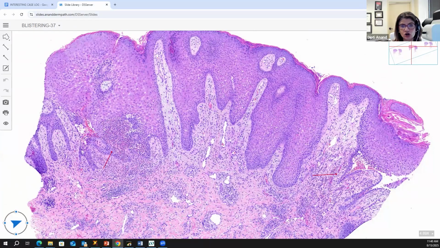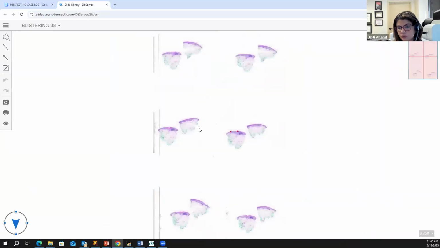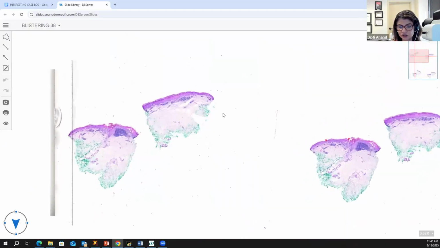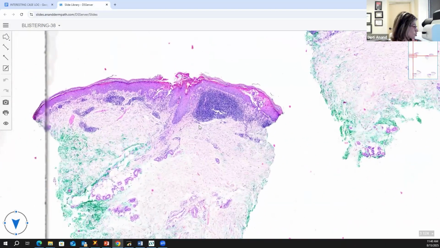Okay, so the next disease we are going to talk about is paraneoplastic pemphigus. Now, paraneoplastic pemphigus is a really favorite board entity that they love to test you on. That's because there are a lot of things that can be asked regarding it.